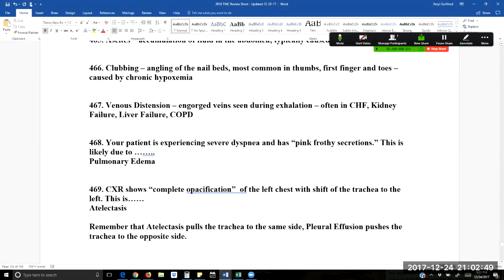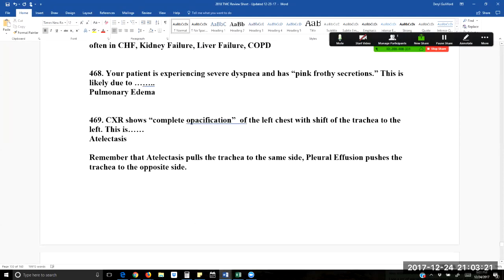I bet you've seen that on some of your patients. Venous distension, engorged veins seen during exhalation. This could be CHF, kidney failure, liver failure, COPD, but venous distension, engorged veins, easily seen in the neck, typically seen in the neck. Seen during exhalation. All right. Your patient is experiencing dyspnea, severe dyspnea, and has pink frothy secretions. Well, that should be a clue to you that they have pulmonary edema. Pink frothy secretions mean pulmonary edema.